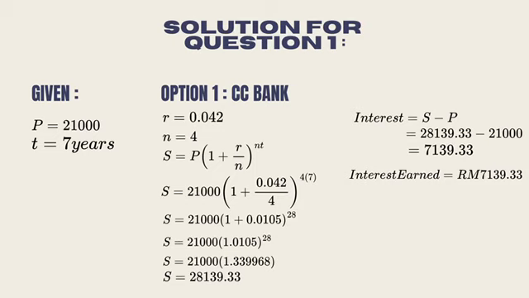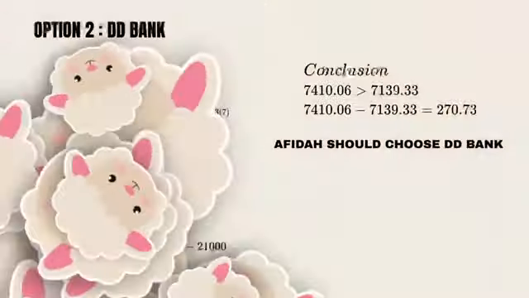Step 2, S equals 21,000 [1.0105] to the power of 28. Step 3, S equals 21,000 [1.3397282]. Step 4, S equals 28,134.30, so the interest earned is 28,134.30 minus 21,000 equals 7,134.30. Option 2, DD Bank.